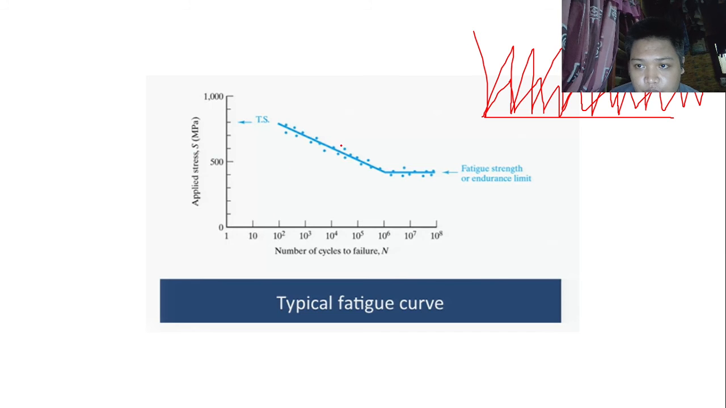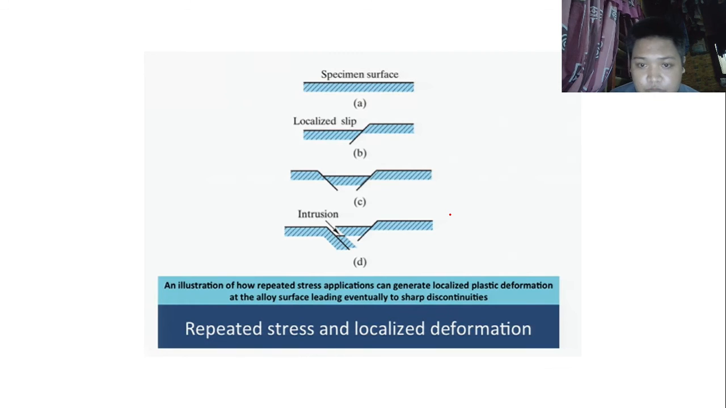It will take more cycles when the applied stress is smaller, as you can see here. When the applied stress is larger, the number of cycles is lower. When the applied stress is lower, the number of cycles is higher.